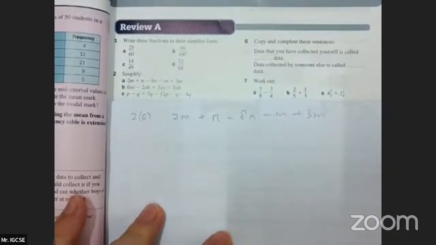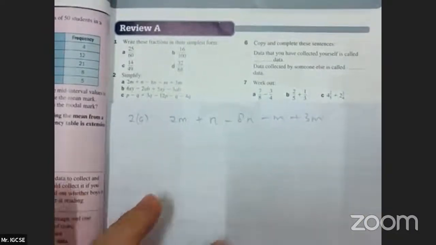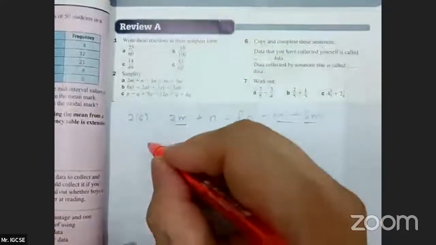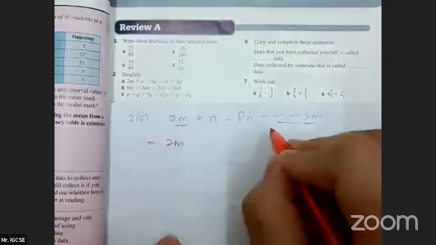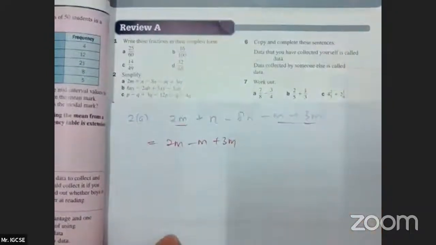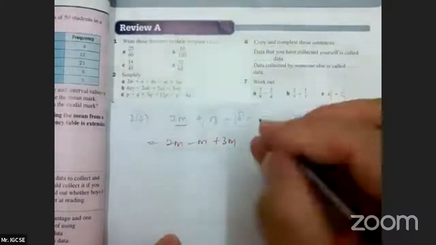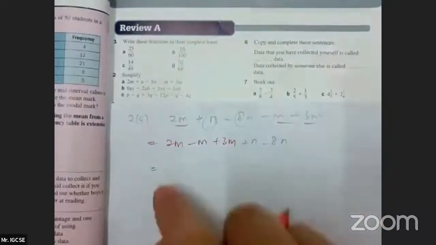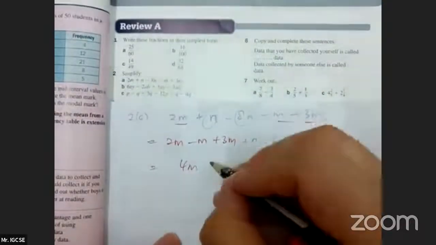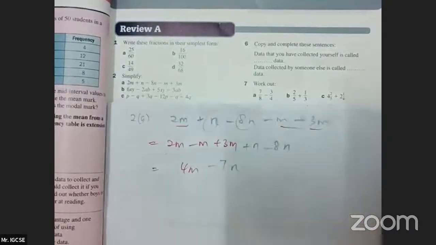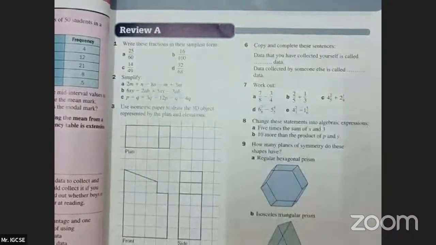Remember we can use different colors to help us. This is the red, this is the m and m. So we get the m terms: 2m minus m plus 3m. And then we have this one, which is n minus 8n. So now you can solve this. 2 minus 1 is 1, 1 plus 3 is 4, so 4m, and then plus n minus 8n is minus 7n. This is your answer. Allow me to use a red color for the B and C.